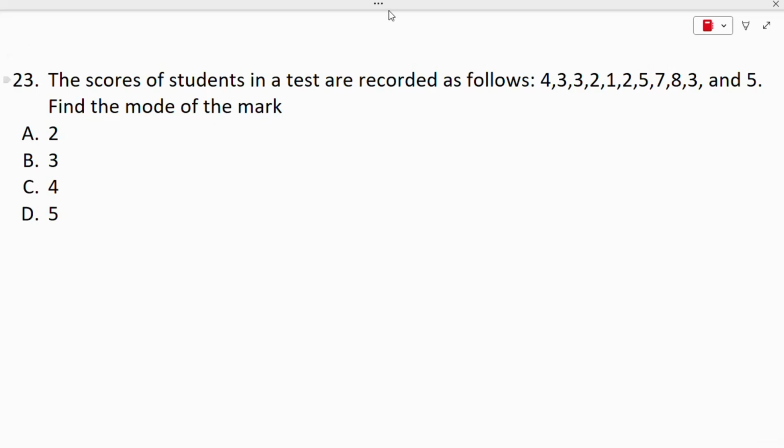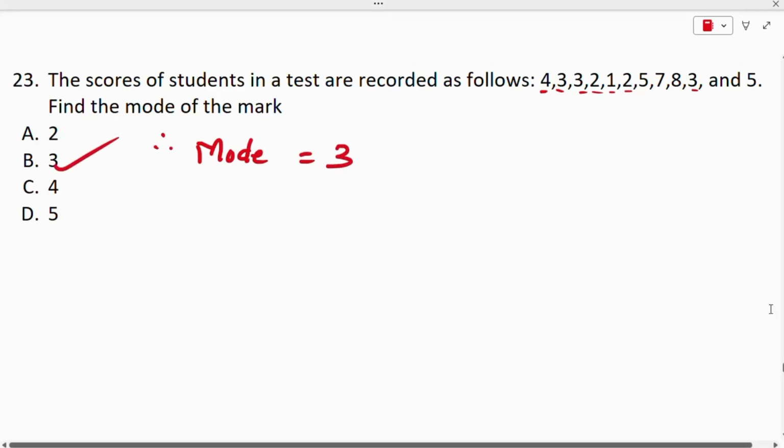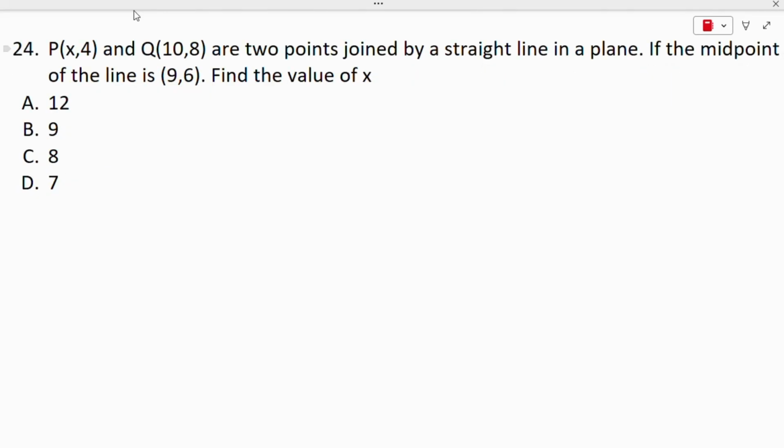Now if you take a look at this, 4 appears once, 3 appears 1, 2, 3, 3 appears 3 times, 2 appears 2 times, 1 appears once, 5 appears 2 times, 7 appears once, and 8 appears once. So the number that occurs most is 3. So therefore we say that the mode is equal to 3, which makes B the correct option. So let's go on to question number 24. Two points P and Q are joined by a straight line in a plane.